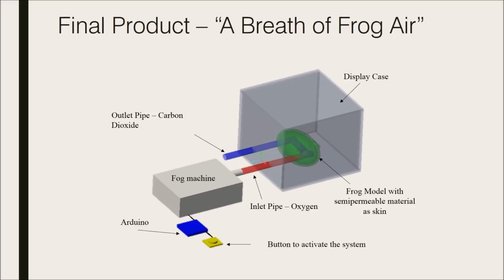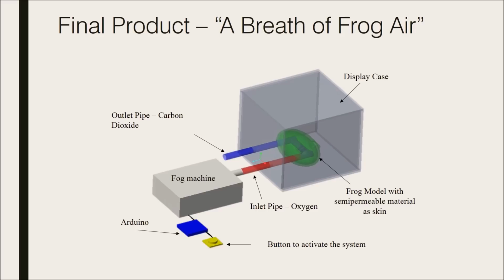Sure thing, Dustin. Let's start from the beginning. The natural science topic this product aims to teach is the physiology of how a frog uses its skin as a means of respiration. The corresponding applied science topic is the concept of diffusion through a semi-permeable membrane, which allows the exchange of gases from an area of high concentration to an area of low concentration. On the screen is shown the 3D Creo model of the final product concept, entitled A Breath of Frog Air.